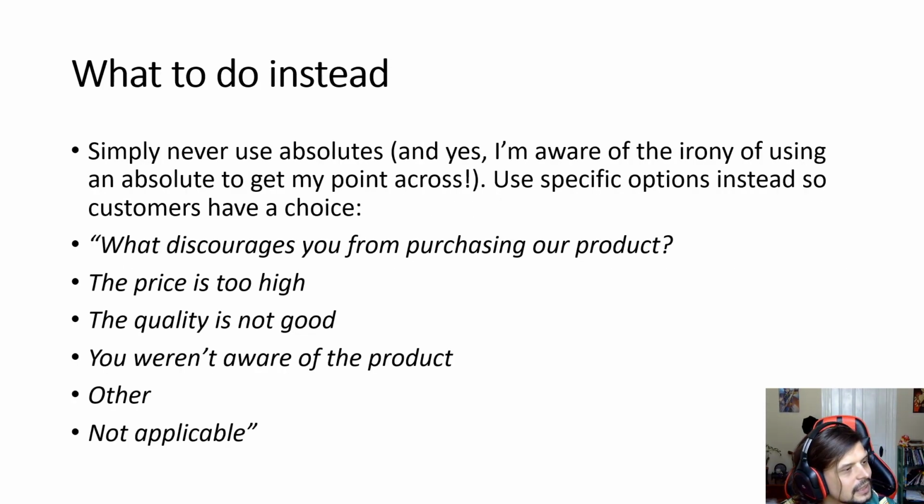What to do instead? Simply never use absolutes. Use specific options instead, so customers have a choice. What discourages you from purchasing our product? The price is too high would be an answer. The quality is not good would be an answer. You weren't aware of the product. These are all answer options for that question.